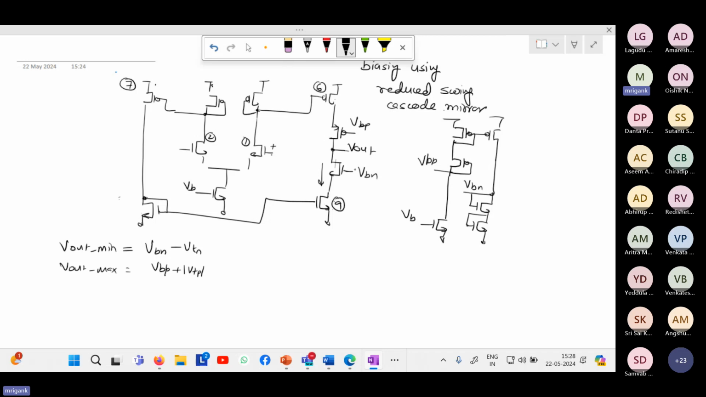This should be clear, right? So gate voltage is VBN. The output can go minimum to VBN minus VT. And on the upper side, it can go to the gate voltage of PMOS plus mod VTP. I don't get too many answers. Very few people actually answer. So I hope these things are clear. Otherwise, I'm just going on progressing step by step, and if the majority of people are not clear about basic things, then it will be a problem.